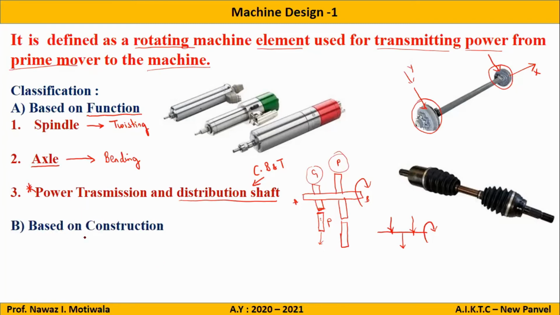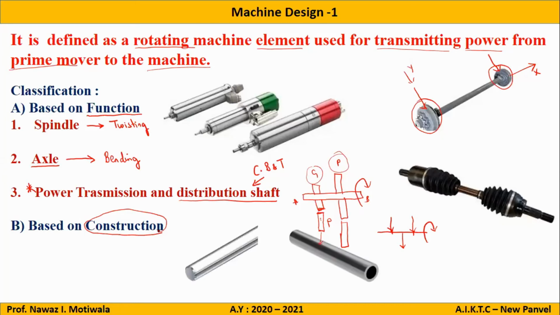The second type of classification, the first was based on the function. The second is based on the construction of the shaft. So I will show two figures in front of you, and give me the answer. What do you understand by these figures? Okay, these are the two figures which I want to show. What can you say about this type of shafts based on construction?